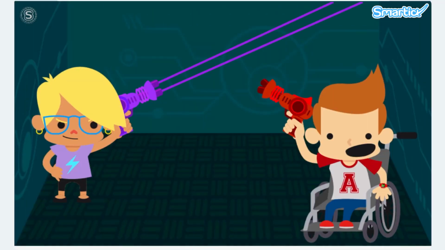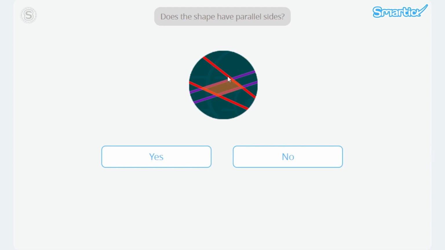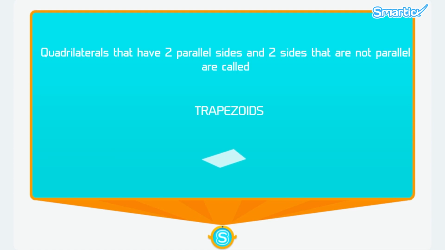Now we're going to take a look at the shape made by the rays from Eva and Leo's laser pointers. Does the shape have parallel sides? Yes, it has 2 parallel sides. Since the rays from Eva's laser pointer go in the same direction, they make parallel lines, which gives the shape its 2 parallel sides. And are its opposite sides parallel, like the parallelograms? No, these 2 sides are not parallel. Since the rays of Leo's laser pointer don't go in the same direction, they don't make parallel lines. So the sides they make on the figure aren't parallel. Quadrilaterals that have 2 parallel sides and 2 sides that are not parallel are called trapezoids.